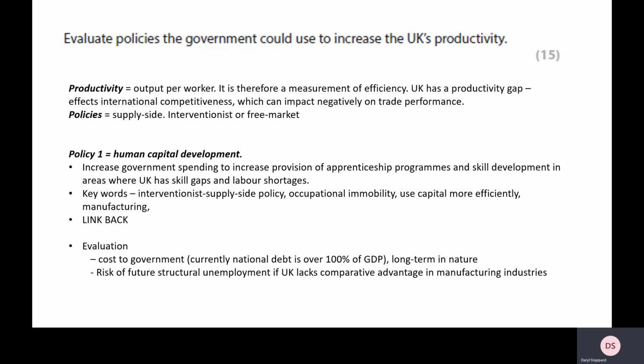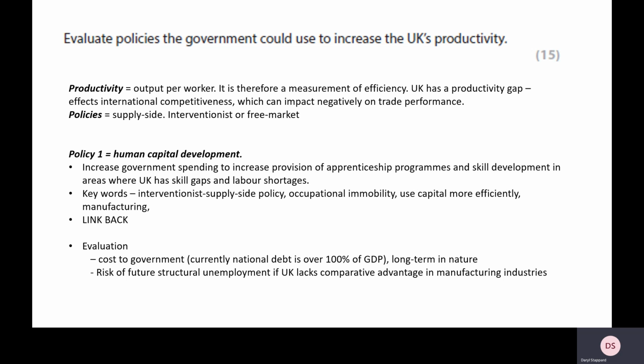I've then given you some possible evaluation points for this policy. So I've put down, we could talk about the cost of the government. So we could talk about how this policy might conflict with other key macroeconomic objectives. And again, we've got a clear reference here to the UK economy. What we know is that UK national debt is now in excess of 100% of GDP. So increasing government spending to improve access to apprenticeship programs, well, this could clearly further increase national debt problems in the UK.